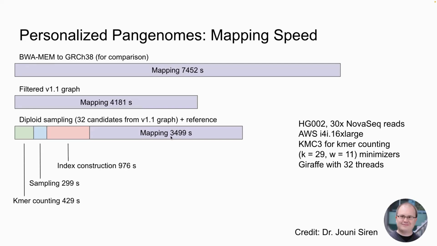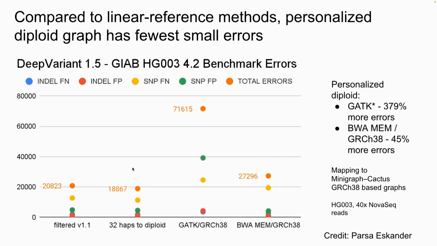These are all short reads, by the way, I should say. These are NovaSeq reads, right? So really, really fast mapping to a personalized pangenome. And this includes the whole pre-processing step to build that personalized substructure. So it's really, really practical.